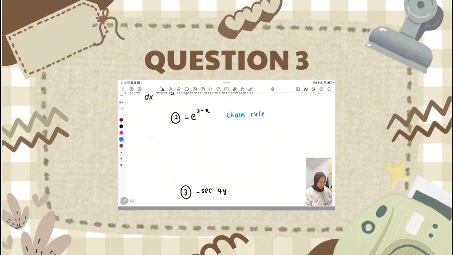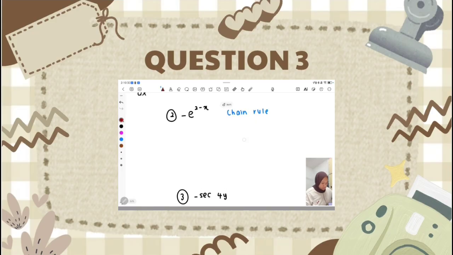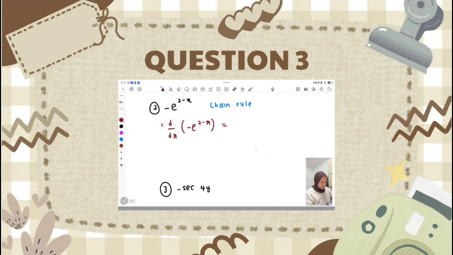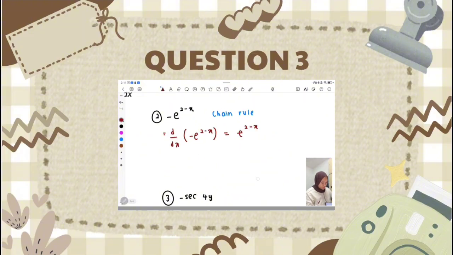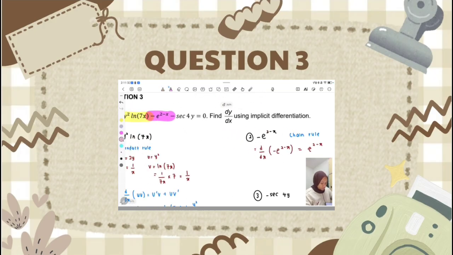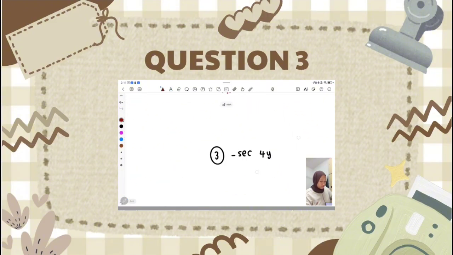For this equation, we are using the chain rule method. So we will use this formula. And since we are bringing the negative 1 to the front, we will get positive e, positive exponent to the power of 2 minus x.